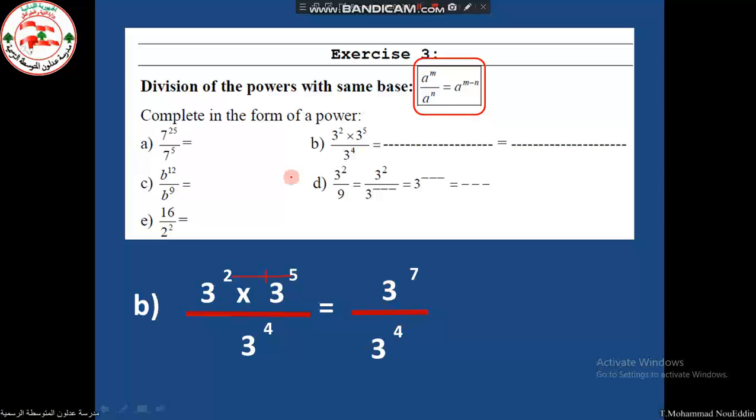Then, in this case, we follow this rule, quotient of powers. Then we subtract the powers. We put 3 raised to the power 7 minus 4, which is 3 cubed.